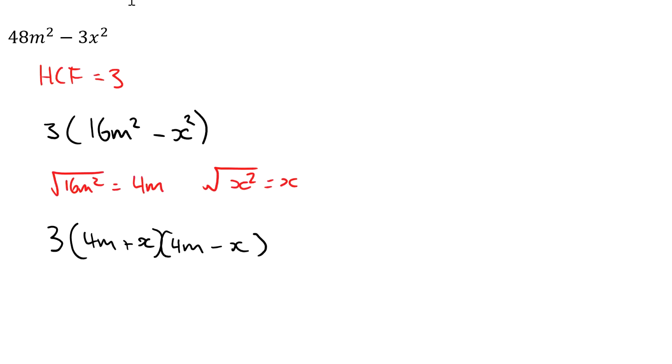So again, with these difference of two squares, you need to recognize that everything should be a whole number when you square it. That's how you know it's a difference of two squares. And then one set of brackets is going to be a plus, the other is going to be a minus.